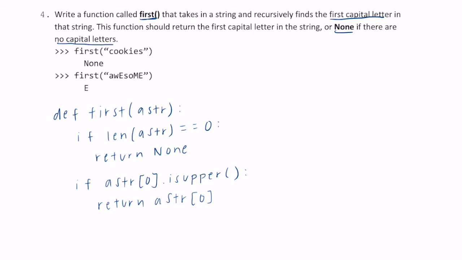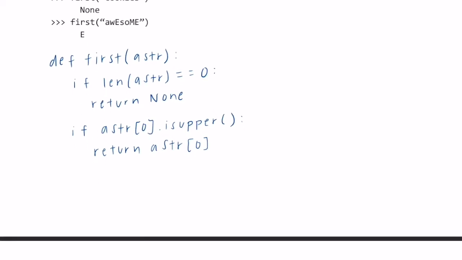Alright, well what if it's not a capital letter? What do I need to do? This is where I have my recursive call and my recursive step. So I'm going to return first, and as I just checked the very first letter and we know that that's not capital, I'm just going to chop that first letter off and say A* sliced from 1 to the end. Alright, and there we have it.